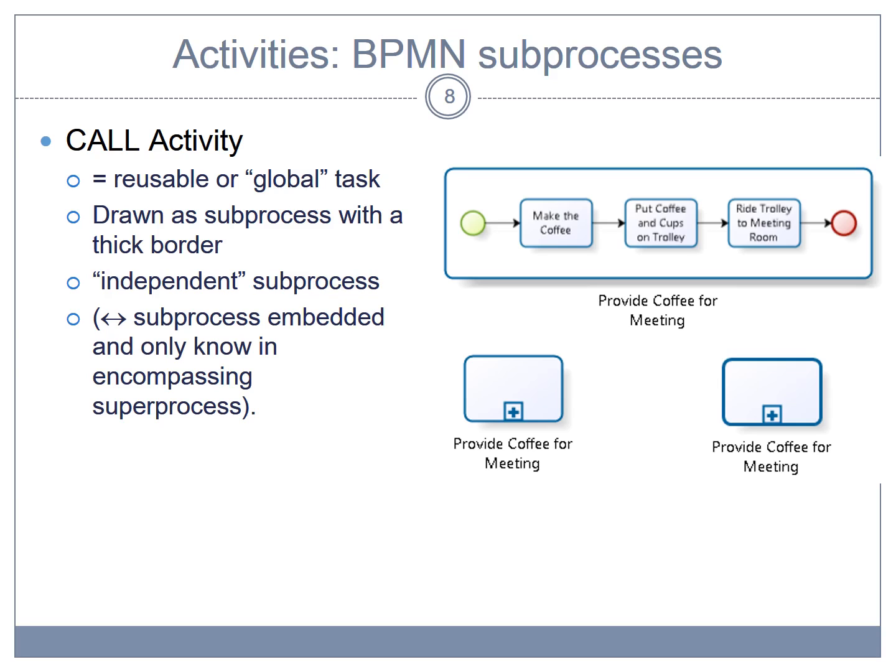So if you look at the drawing, you see a subprocess for providing coffee for a meeting. If you draw it with a thin line, like on the left, then you will draw it inside some global superprocess, and it will only be known in that superprocess. If you draw it like on the right with a thick line, then this provide coffee for a meeting can be used in any process because it's a global subprocess, it's a call activity, so you can call it from any other process.